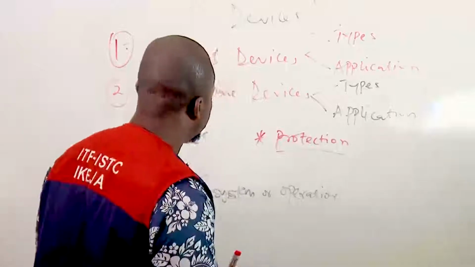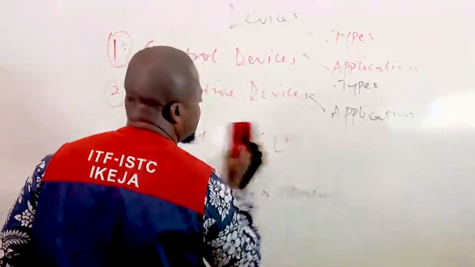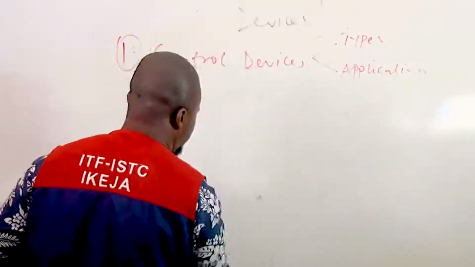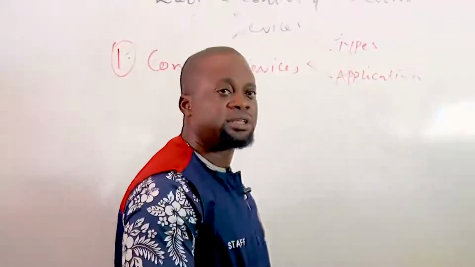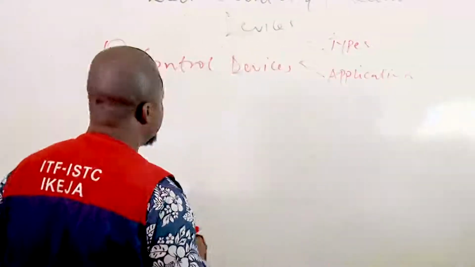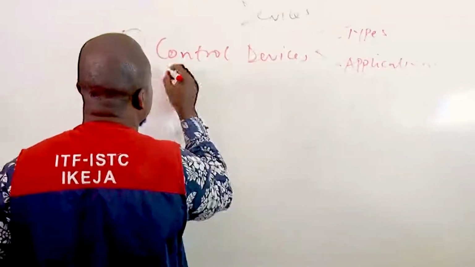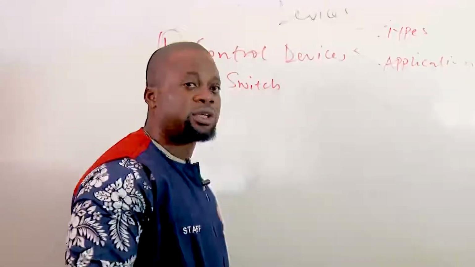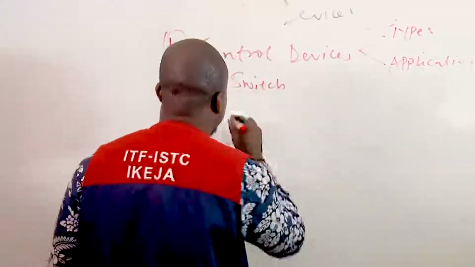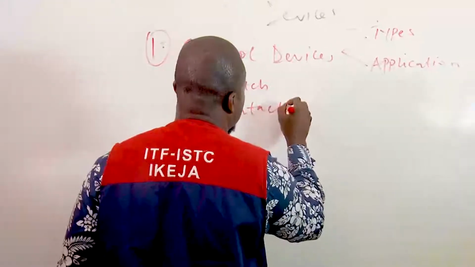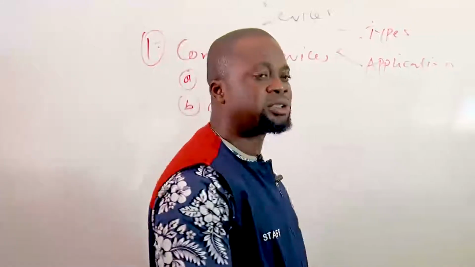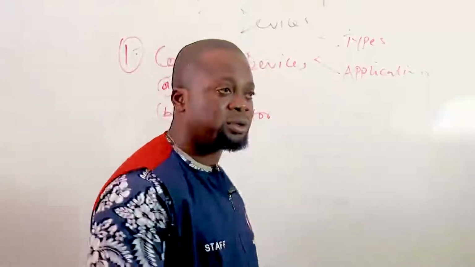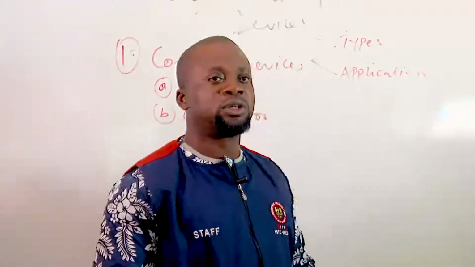What are the types of control devices? First, let's look at the types and uses of control devices. Basically, the types here can be, one, switch. We say a switch is what? A control device. Contactor is another control device. The switch is the most common circuit control device.